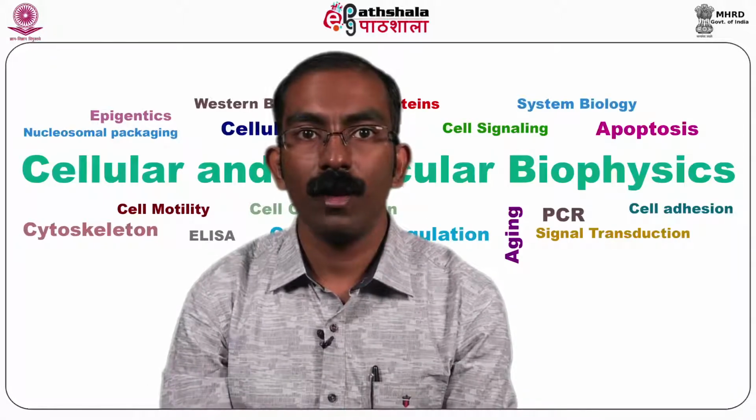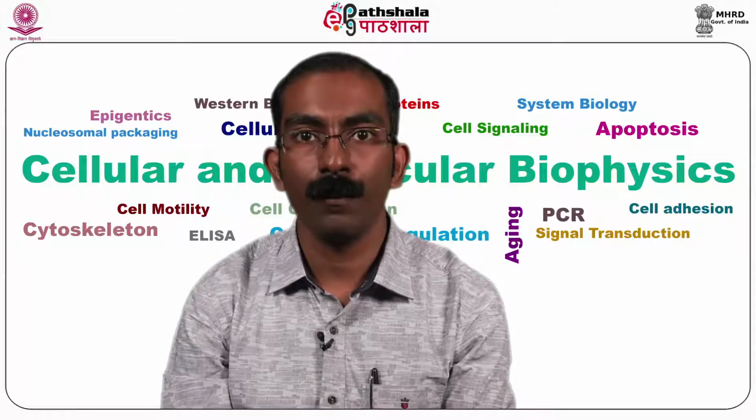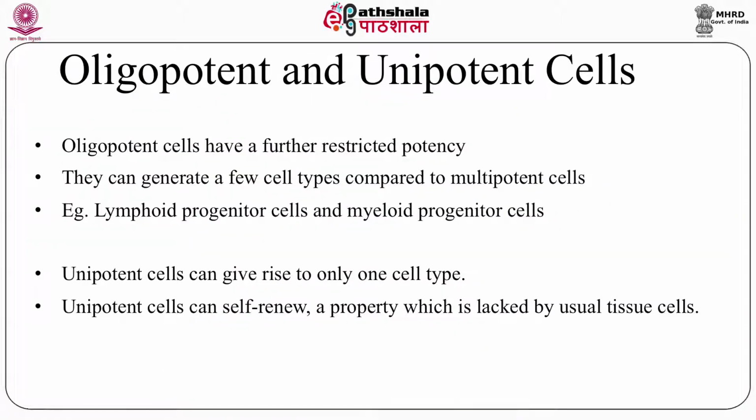Oligopotent cells have a further restricted potency and can generate a few cell types compared to multipotent cells. We just saw lymphoid and myeloid progenitors, so they are examples of oligopotent cells. Unipotent cells can give rise to only one cell type. What is the difference between a unipotent stem cell and tissue cells? Unipotent cells can self-renew. This is not a property that is shown by tissue cells.